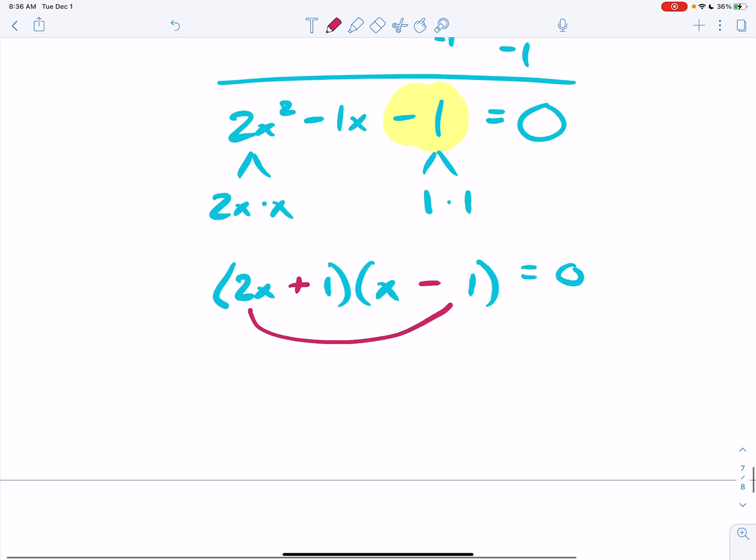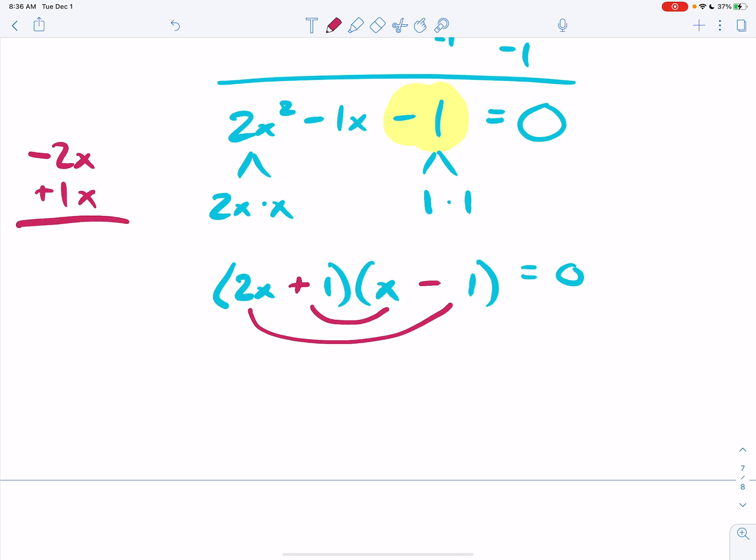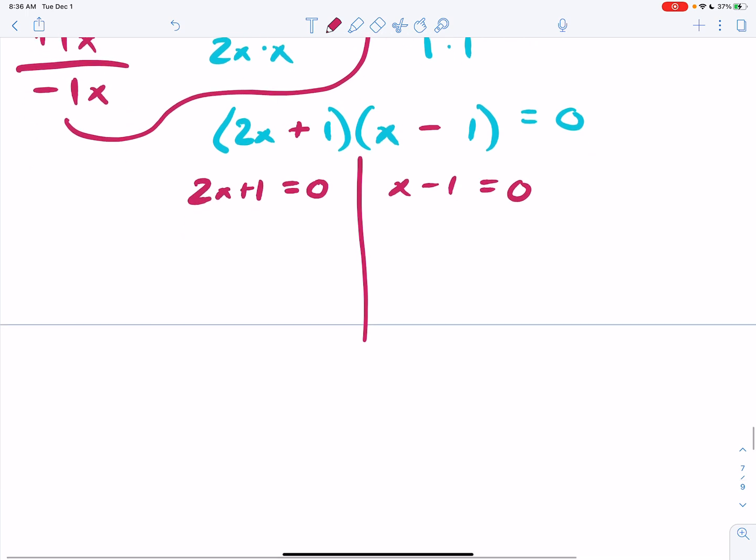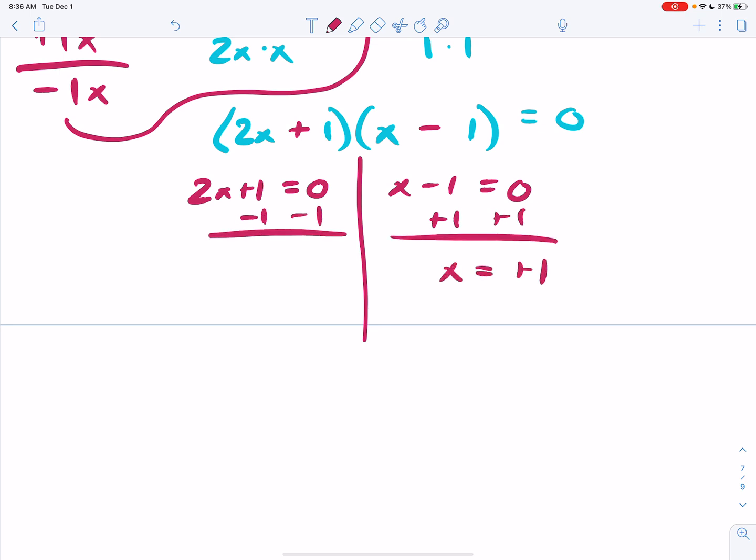2x times negative 1 is negative 2x. Positive 1 times x is positive 1x. That gives me negative 1x. And is that what I want? Absolutely. Okay. So that allows us to use the zero product property, which tells us to set each factor equal to 0. Okay. And once you solve, x equals positive 1. Here you got to do a little bit of work. x comes out to negative 1/2.